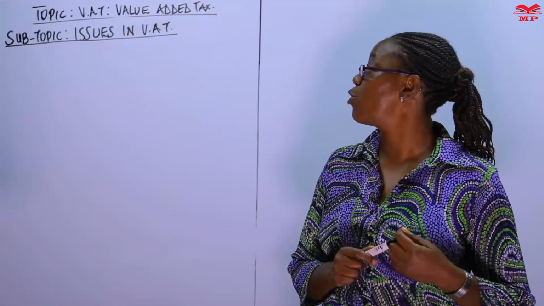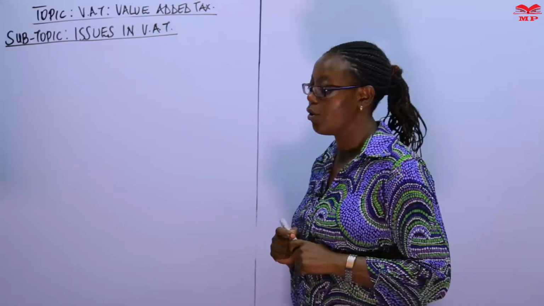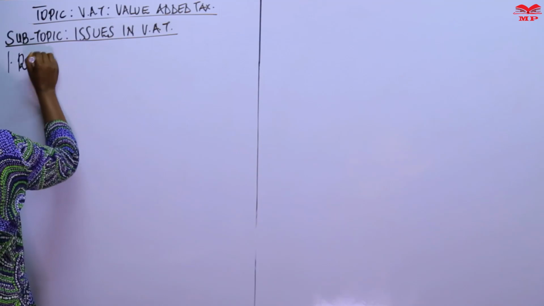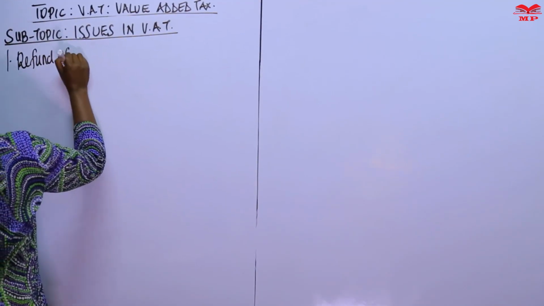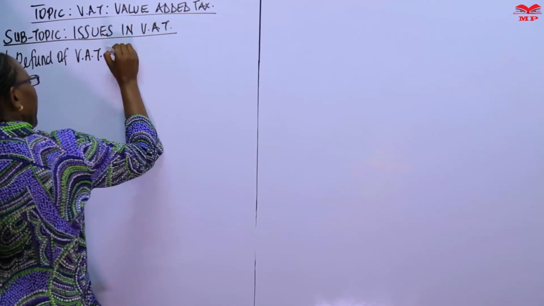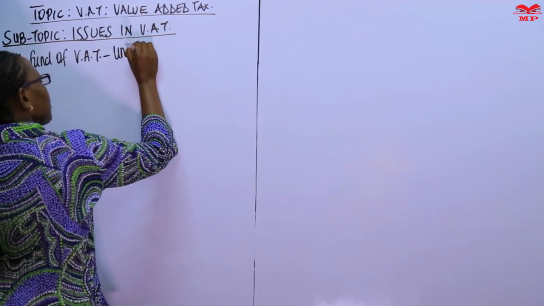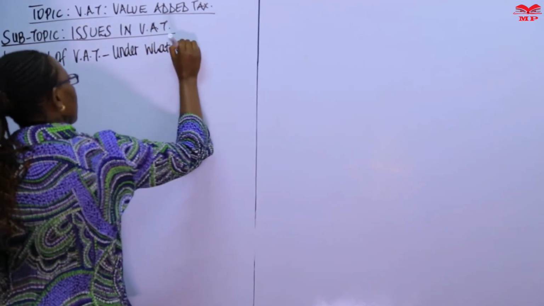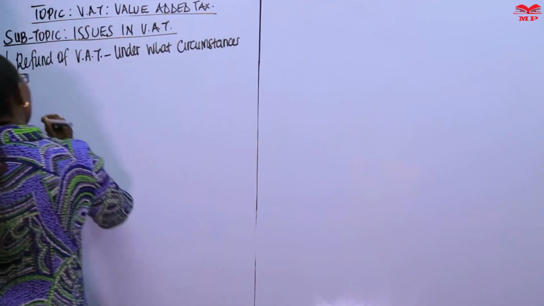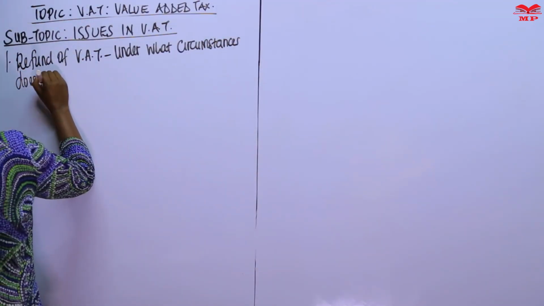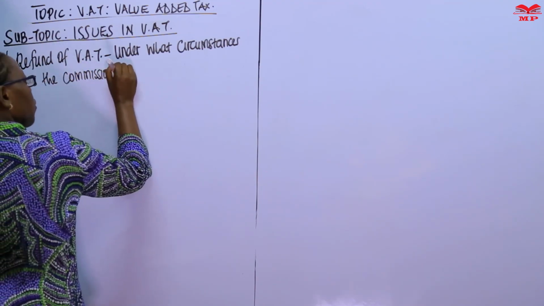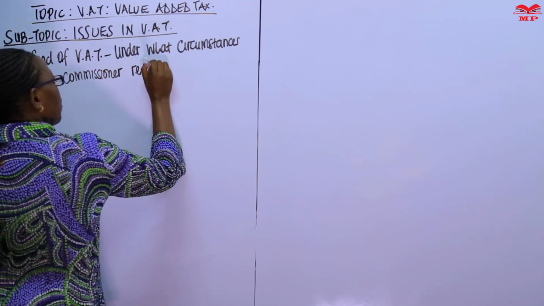For today, we're going to look at issues in VAT, and our first issue is going to be refund of VAT. So the question here is, under what circumstances does the commissioner refund VAT?